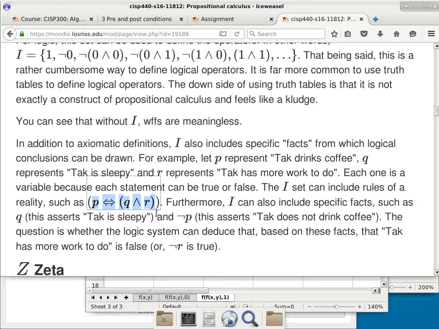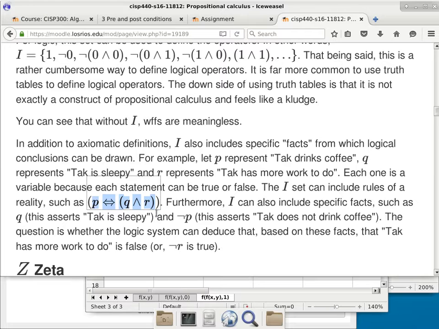If you observe Tag at any moment in this particular universe, there are four states that Tag can possibly be in: 1, 2, 3, 4. What exactly are those four states? Tag is not drinking coffee, is not sleepy, and doesn't have more work to do. Tag is not drinking coffee, is not sleepy, but does have more work to do. Not sleepy, don't need the coffee. He's not drinking coffee, sleepy, but doesn't have more work to do.